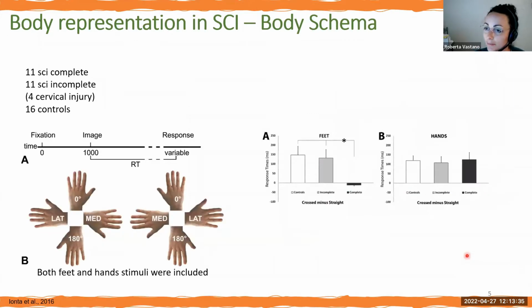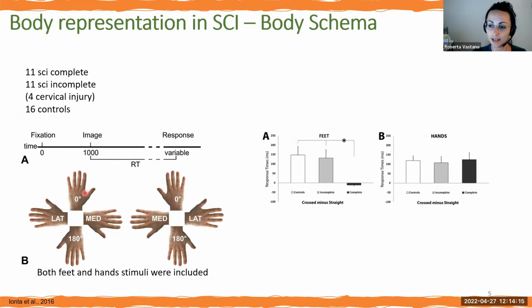Instead, for a body schema, in this study, participants with both complete and incomplete injury were studied. They were mainly thoracic. We only find participants with cervical injury. They were asked to perform a body schema task. In particular, it's a laterality judgment task that is known to activate the body schema, as I said before, because you need to activate your sensorimotor system to perform this task. Participants were asked to provide a judgment if the stimulus on the screen was a left or right.